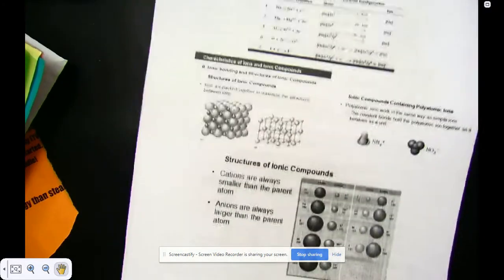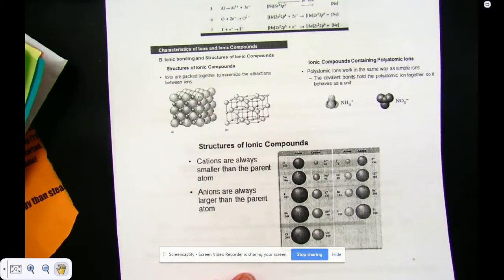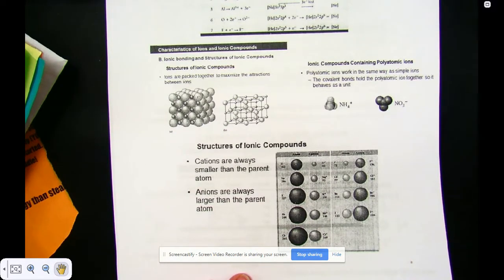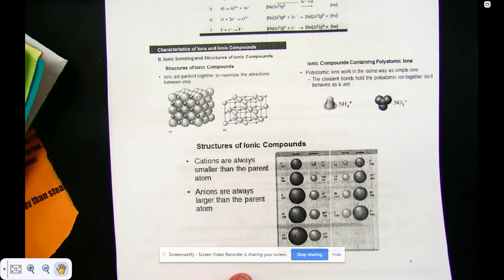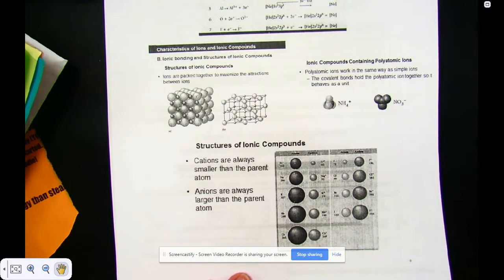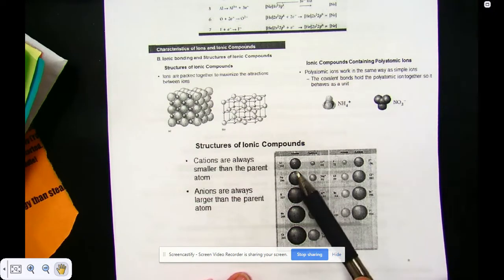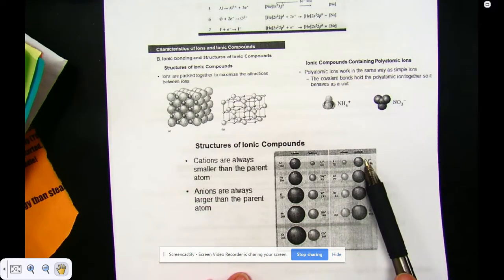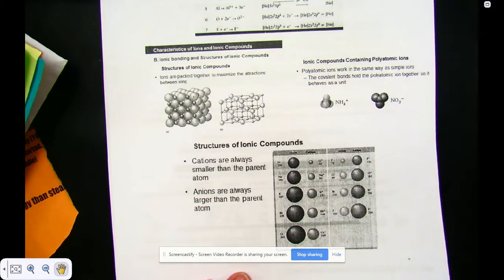We were talking about the size of ionic compounds. We were discussing the fact that as an atom loses its electrons and becomes a cation, it becomes smaller. And the anions work the opposite way. As they gain electrons, they become larger. So this is showing us what happens when you go from a neutral atom to a cation, and then from a neutral atom to an anion. You can see that they get bigger.